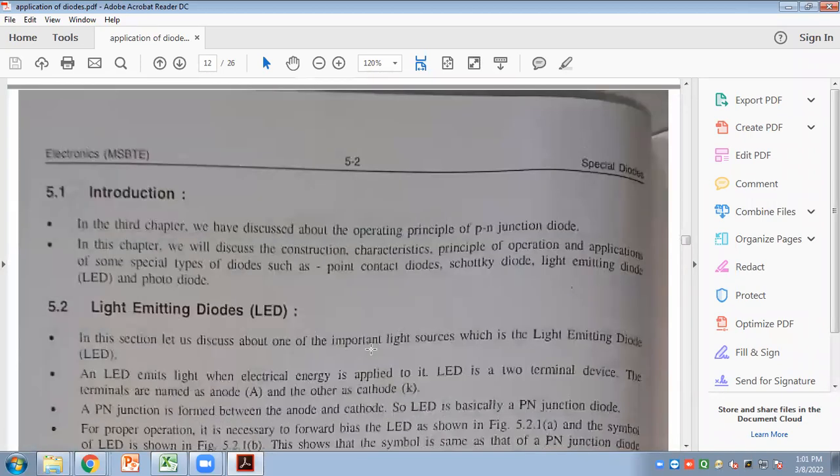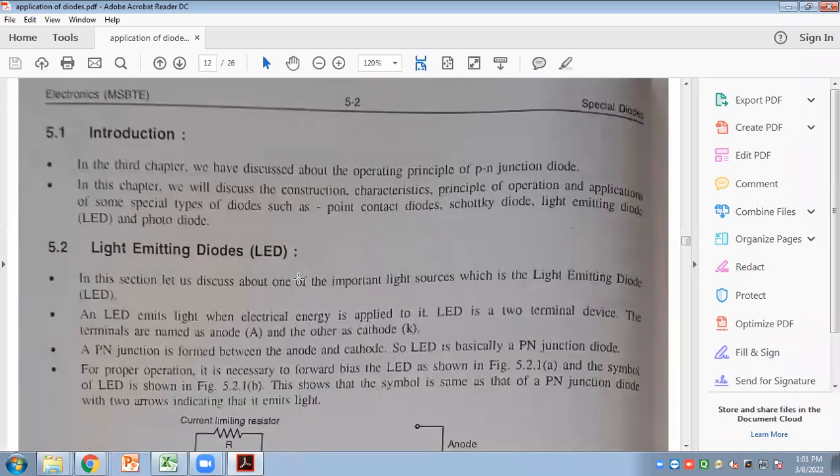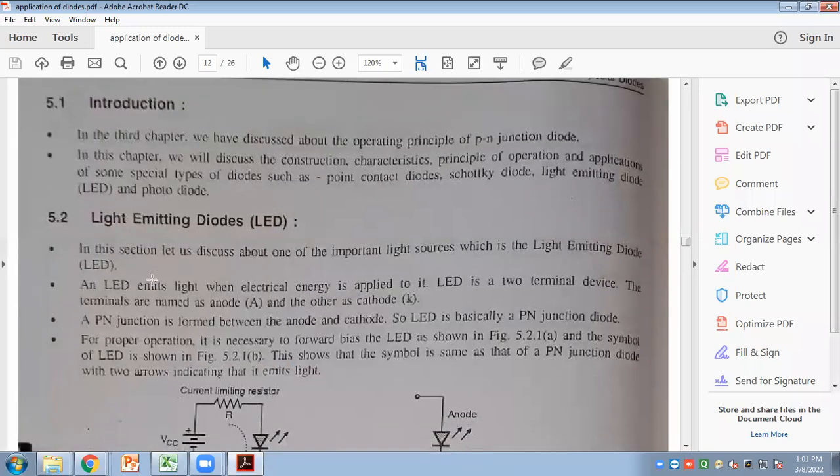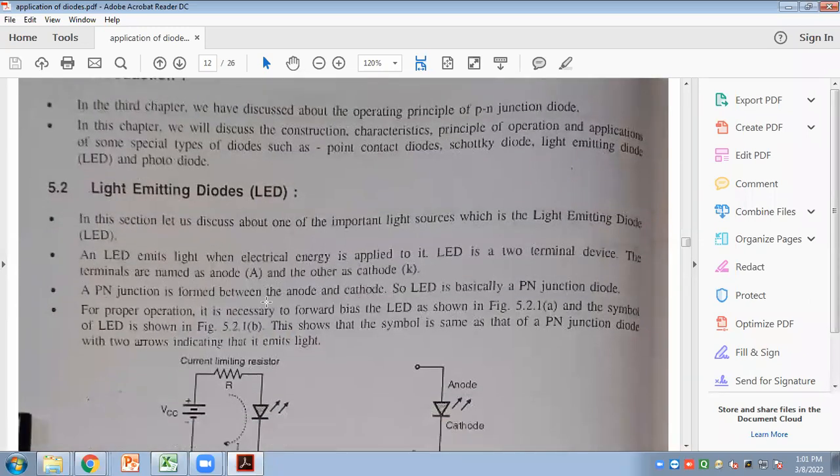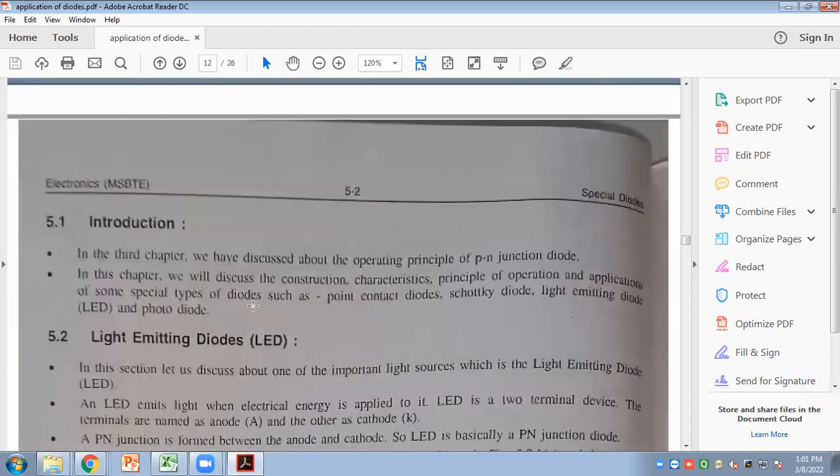So what is meant by light emitting diodes? Whenever we apply a power supply to them, plus minus 5 volt, electron and hole recombination will take place inside the p and n layer, and the output is in the form of light. So light will be emitted. The intensity of light is proportional to how much voltage we apply. For lower voltage, lower intensity of light will be produced. For higher voltage, higher intensity of light will be produced.